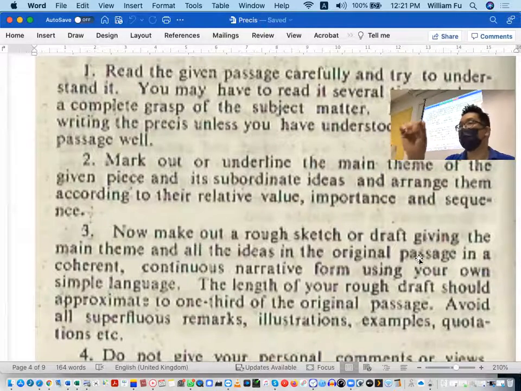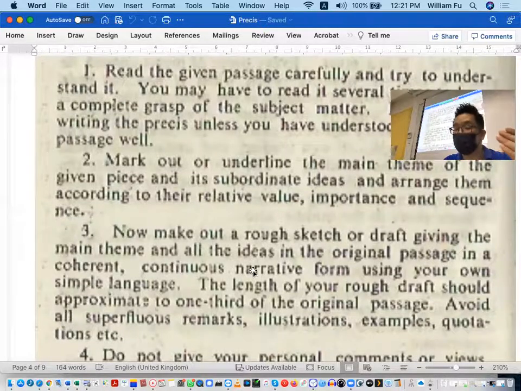First of all, try to summarize the ideas into several points, in a coherent, continuous narrative form using your own simple language. The length of your rough draft should approximate one third of the original passage. Avoid all superfluous remarks, illustrations, examples, quotations, etc. All these are unnecessary, unless maybe I might give you one example.